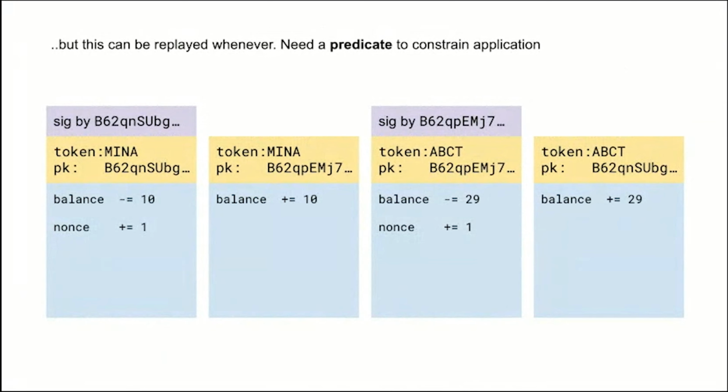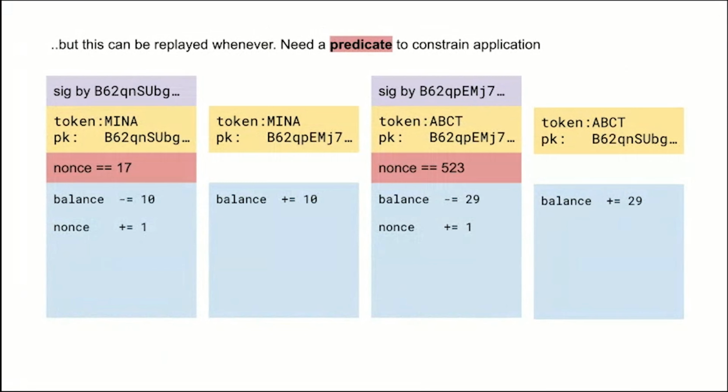Let's say I make this transaction, right? Now I want to just repeat it. I can just broadcast it again. Say, do this again, do this again, do this again. And of course, we don't want that, right? No one agreed to that. What we need is some kind of predicate which constrains application.